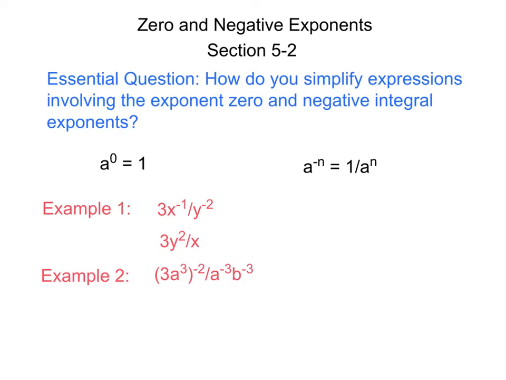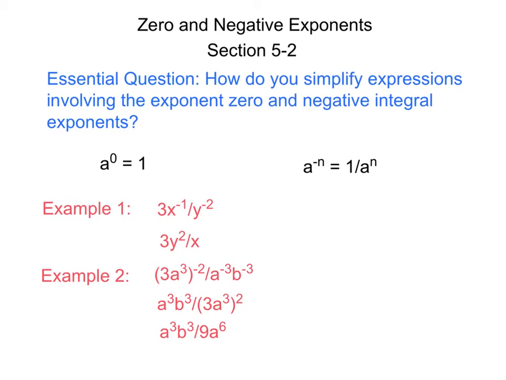So let's look at another example. Here I've got 3a cubed inside parentheses raised to the minus 2, and that's in the numerator, divided by a to the minus 3, b to the minus 3 in the denominator. So if I want to change a negative exponent to a positive exponent, I simply either move it from the numerator to the denominator or from the denominator to the numerator. The result would look something like this: a cubed, b cubed in the numerator, divided by parentheses 3a cubed raised to the positive 2 power. And this can be further simplified to get rid of the parentheses, and the result will look something like this.